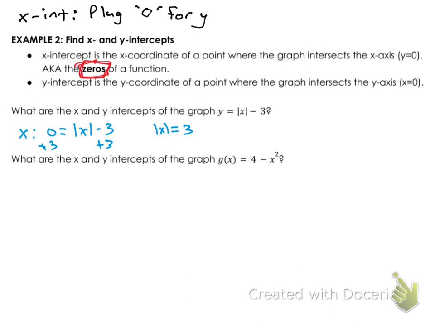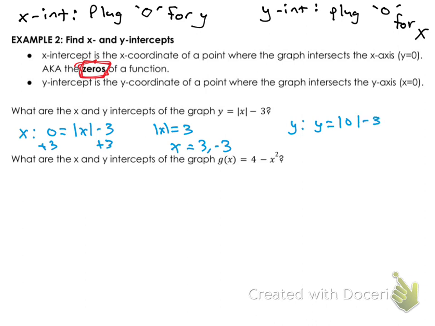So what would x equal here? Good. -3 and 3. Both. So our x-intercepts would be (3, 0) and (-3, 0). And then to find our y-intercept, we plug 0 in for x. So if I do that there, plug 0 in for x, what's the absolute value of 0? 0. So y equals -3. So I have my intercepts.